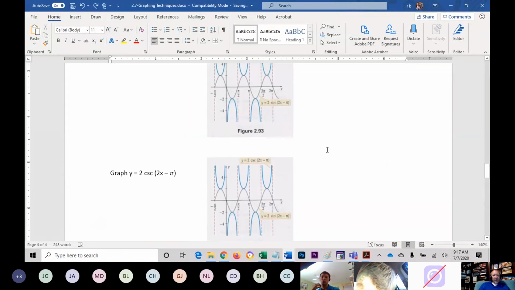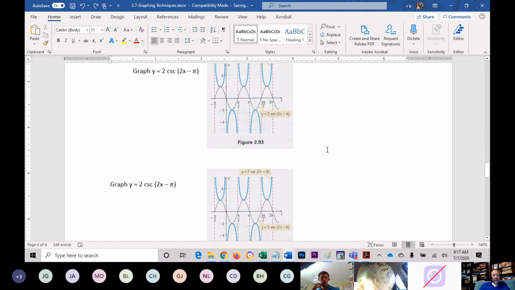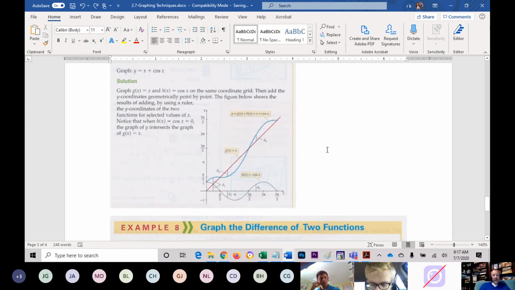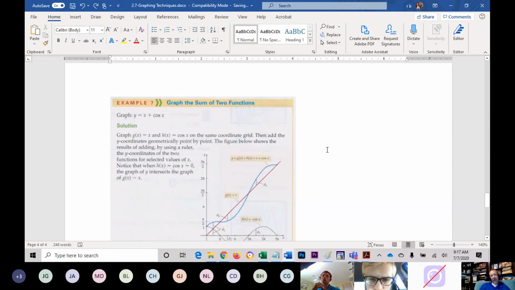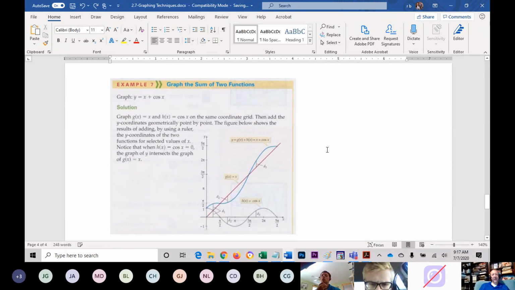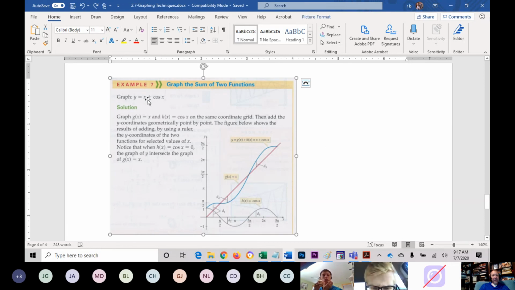Now, this last one here, I think is probably the hardest one. And I've just copied this straight out of the book because it's a little bit hard to follow. If I ask you to graph y equals x plus the cosine of x, okay? Now, what we can do here is treat x as its own function, and that's going to be the red line here. That's the y equals x line. And we've got the cosine of x. That's going to be this gray line here.